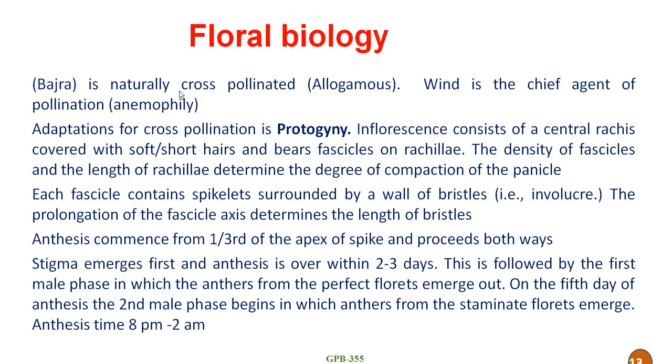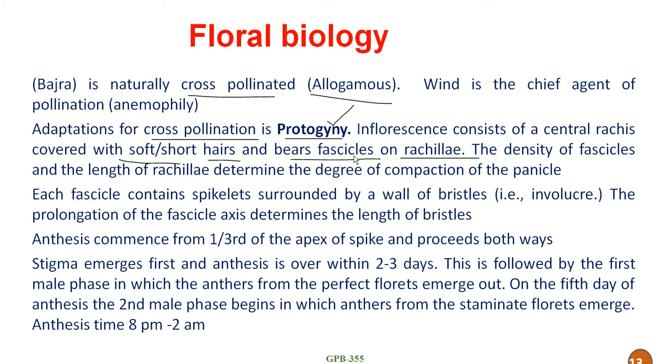Then floral biology. This pearl millet or bajra is a naturally cross-pollinated crop, or allogamous crop, due to the condition called protogyny. Protogyny means the gynoecium matures before the androecium, and this leads to cross-pollination in this crop, that is bajra. The inflorescence consists of a central rachis covered with short soft hairs and bears the fascicle on the rachilla.